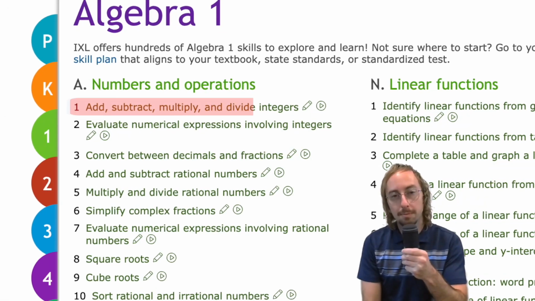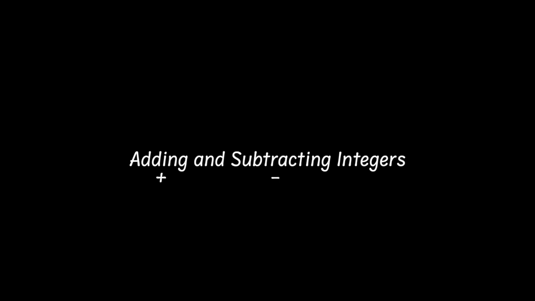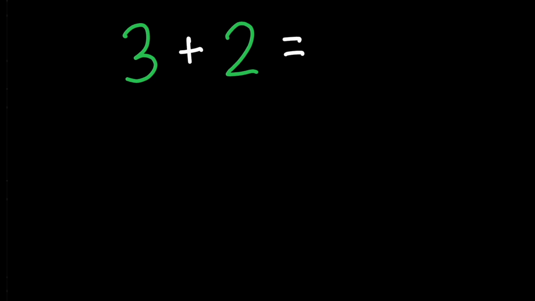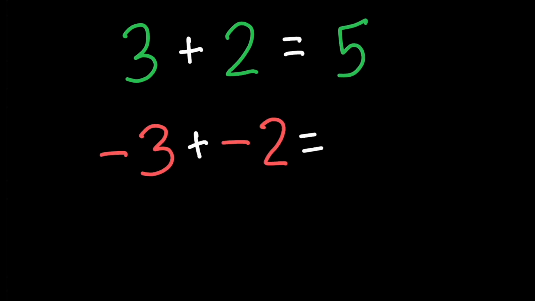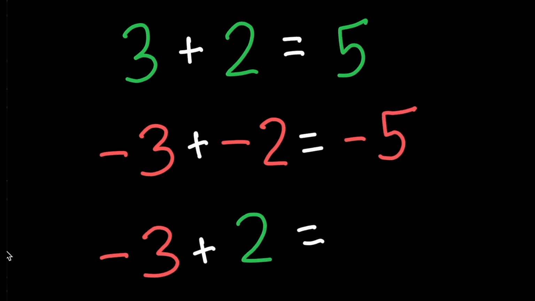Here's what you need to know before you dive into A1. When you combine two positive numbers, you get a bigger positive number. When you combine two negative numbers, you get a bigger negative number. But when you combine two numbers with different signs, you need to subtract, and the sign of the answer will be the same as the larger number.